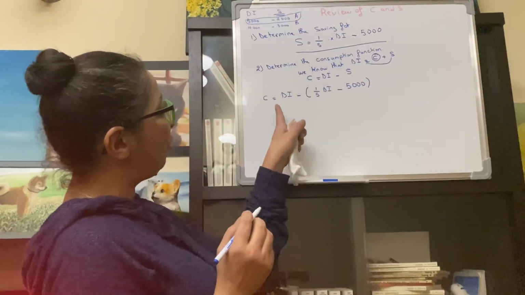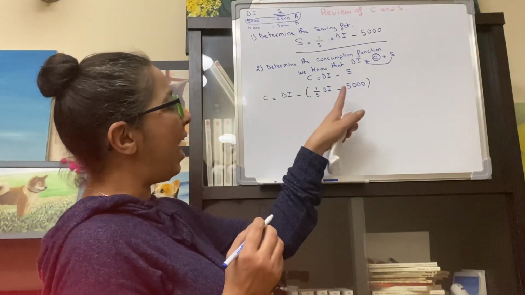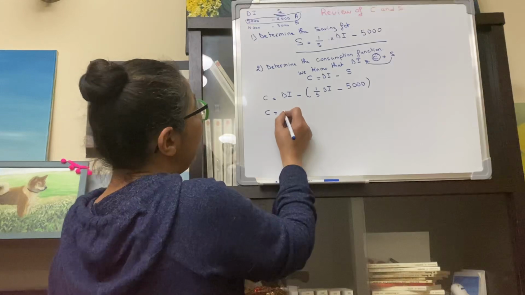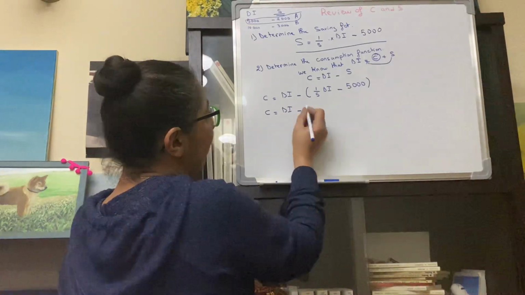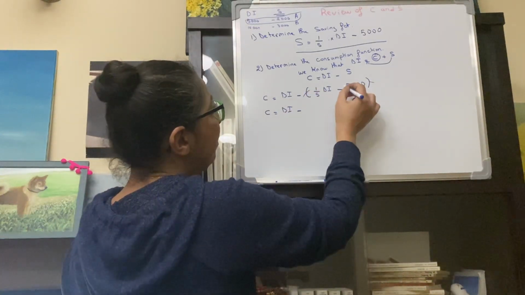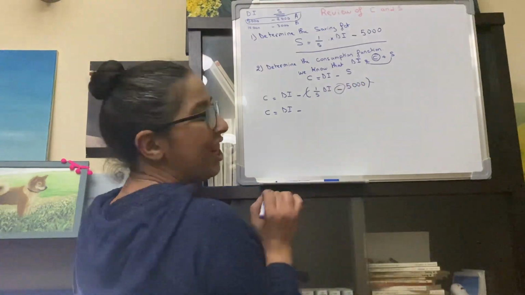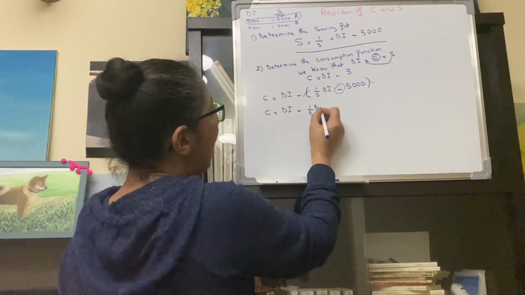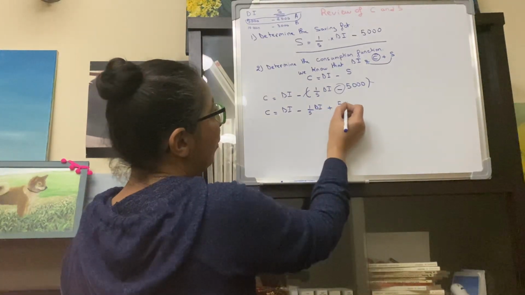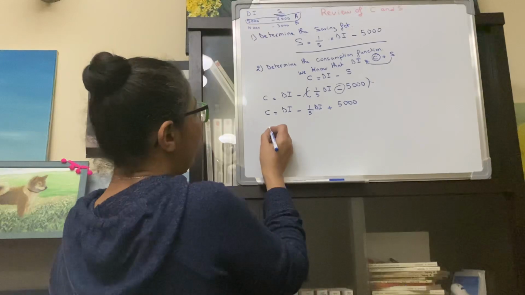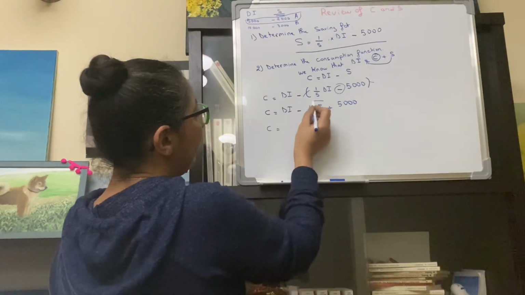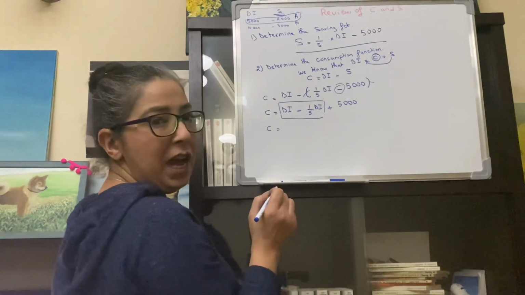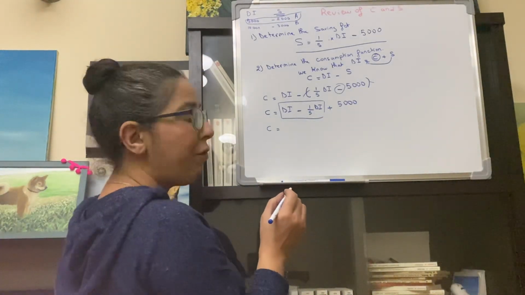So C is equal to DI minus 1 over 5 (DI minus 5,000). So C will be equal to DI minus, now I'm going to open the parentheses and change this sign, so 1 over 5 DI plus 5,000. So C is equal to DI minus 1 over 5 DI, which will give me 4 over 5 DI.